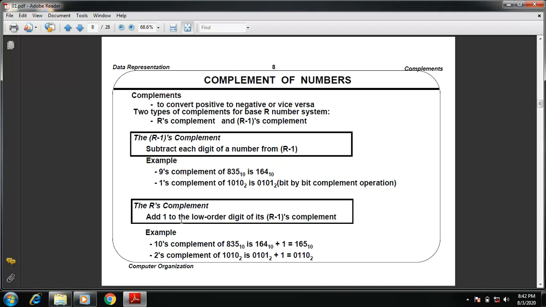So this completes two topics in data representation. The remaining topics we shall discuss in the next lecture video.